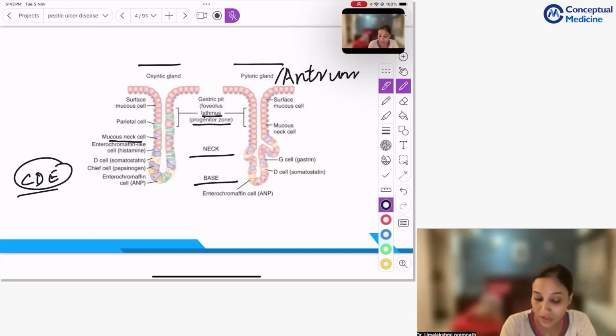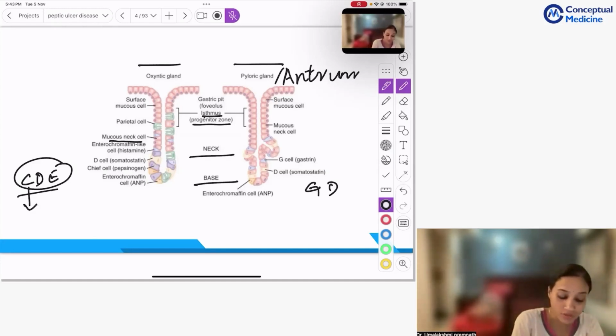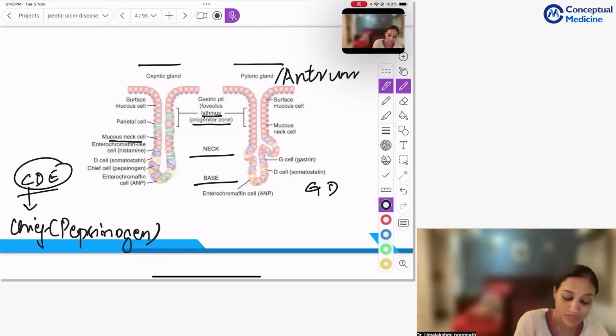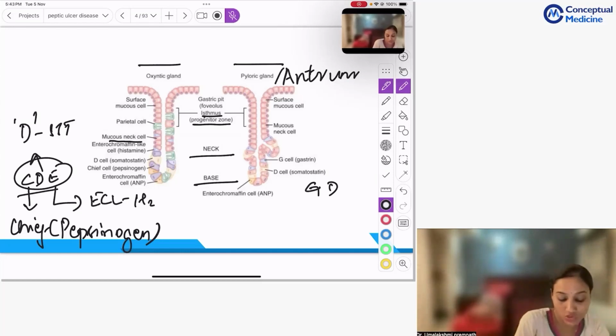Whereas what is present in your pyloric gland, we already learned: gastrin and somatostatin. So C stands for chief cells. Chief cells, what do they produce? Pepsinogen. Very important. It's actually a protein which gets activated into pepsin and it requires an acidic environment. D is for D cells which secrete somatostatin. And E, you have the enterochromaffin cells which secrete H2. So this CDE is a part of the oxyntic gland.